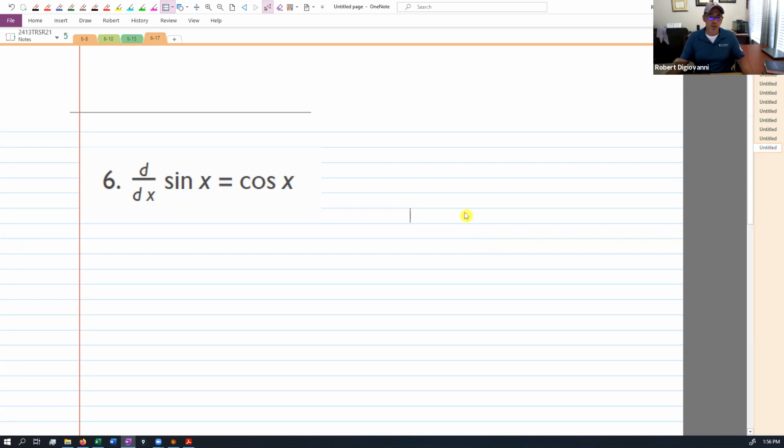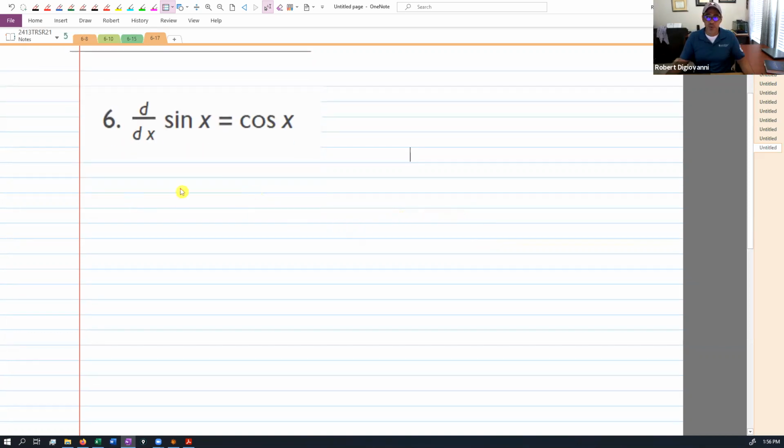I'm going to prove this one. I think it's worth seeing the proof for this. It shouldn't take me 45 minutes. This should take me about 10 maybe. I want to prove that if f of x is sine x, the derivative of that is cosine x. Okay, I'm going to prove it.